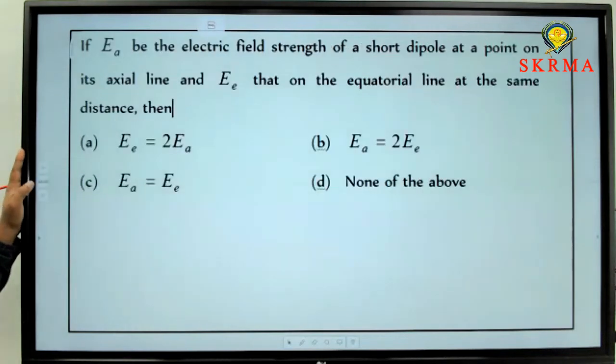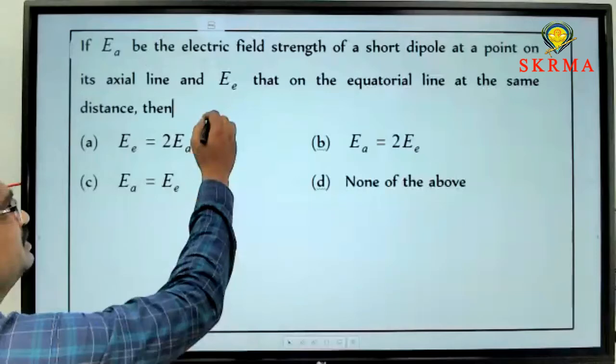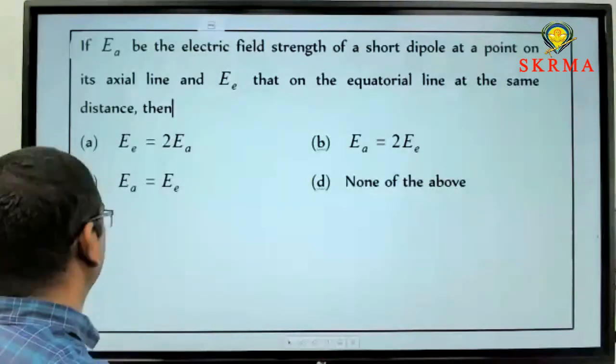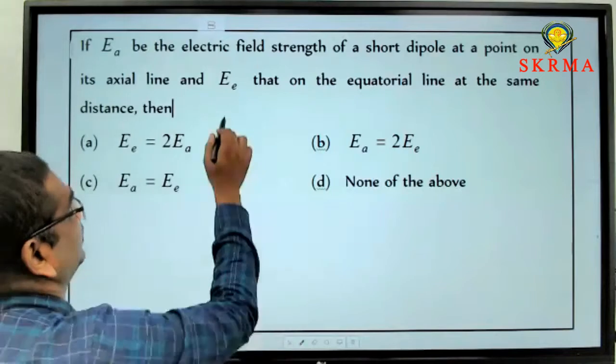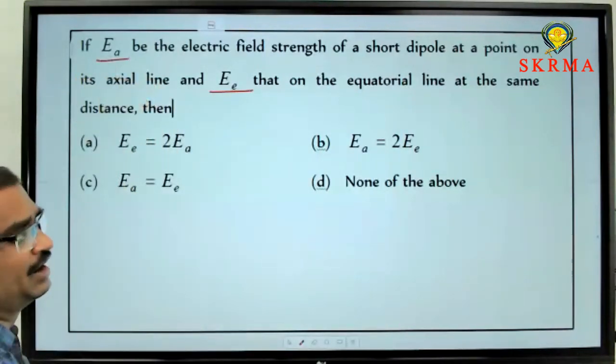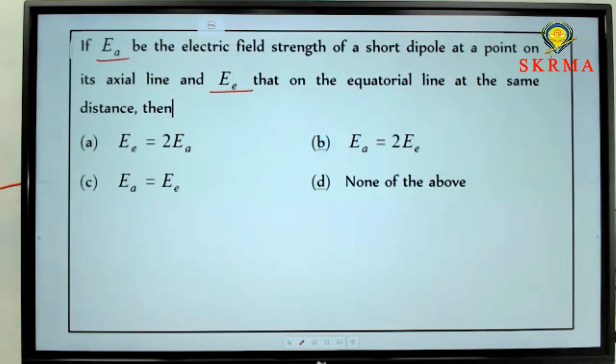Next, try to solve this one. If EA is the electric field strength of a short dipole on its axial line, and E is the electric field on the equatorial line, at the same distance, what is the relation between EA and E?